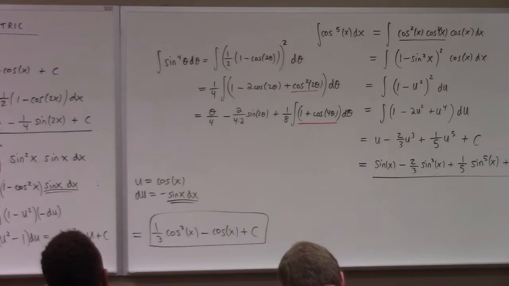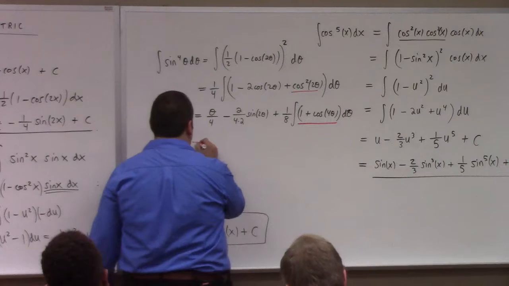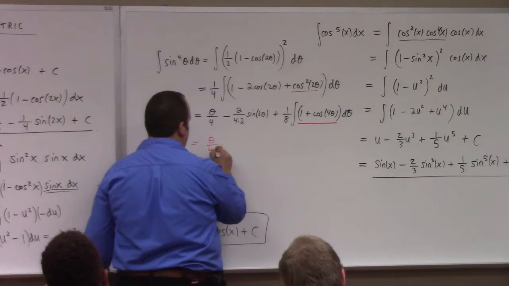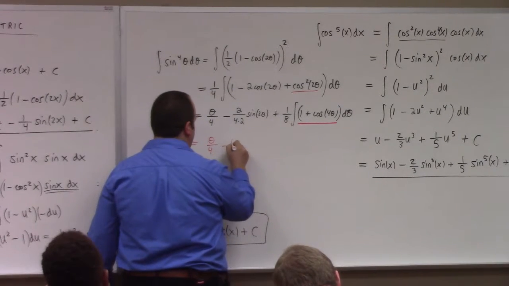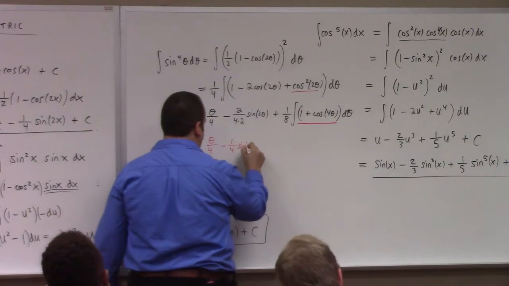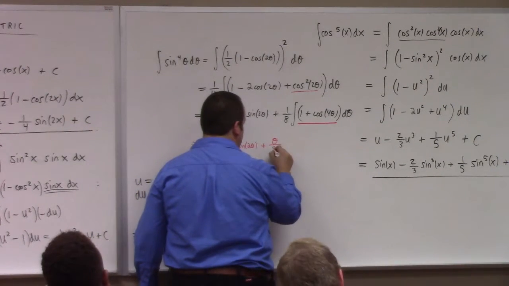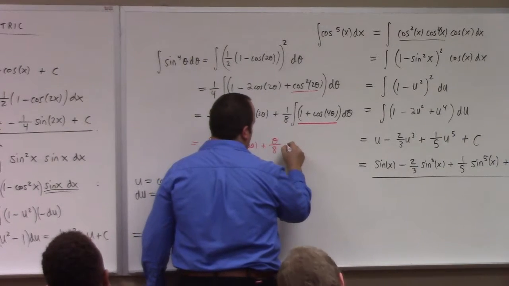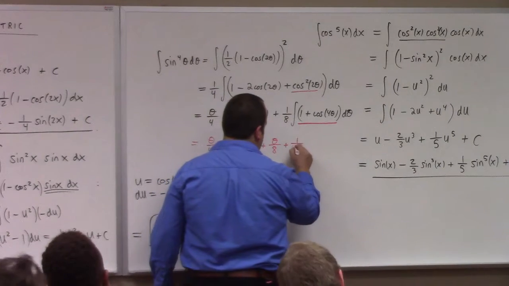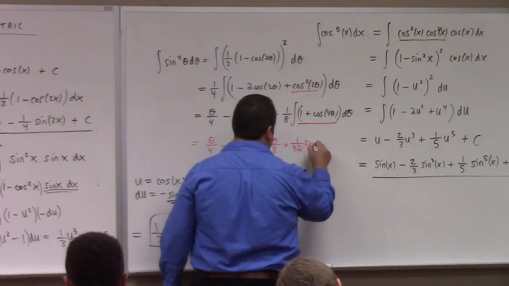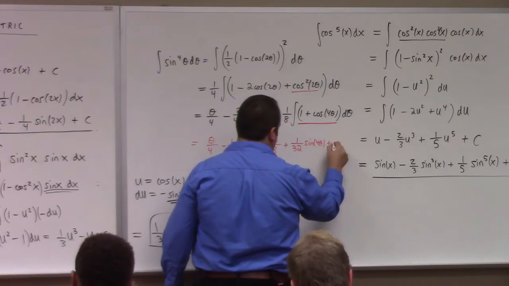the trig identity. Now we can integrate that, and we get ourselves a theta over 4 minus 1/4 sine 2 theta plus theta over 8 plus 1 over 32, the sine of 4 theta plus a constant.